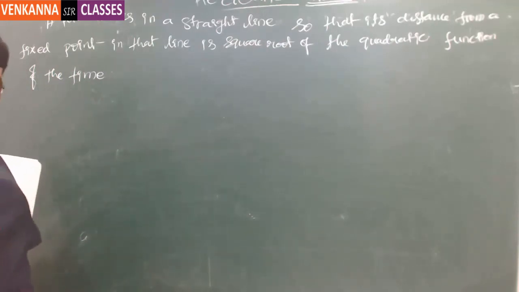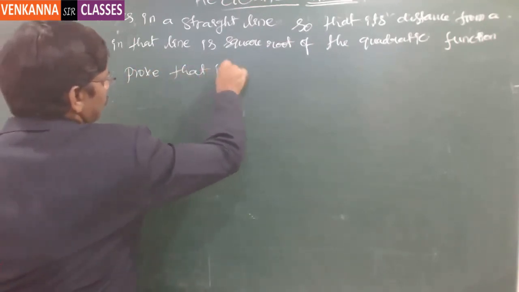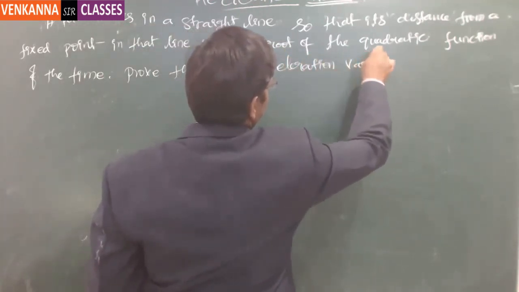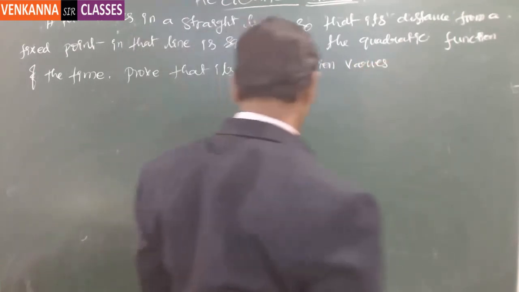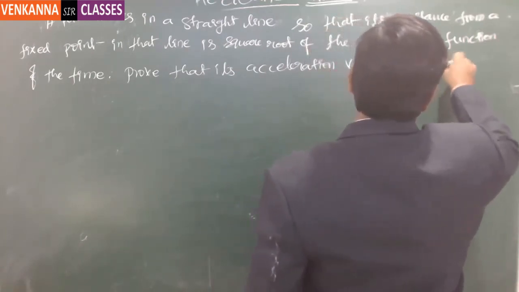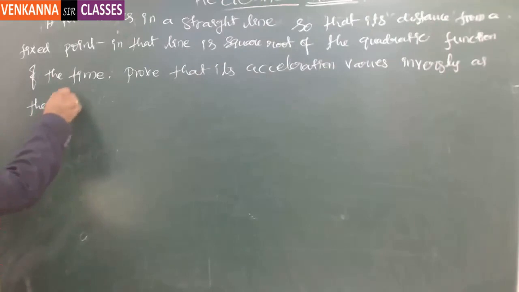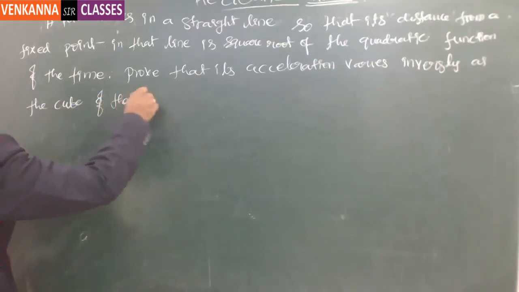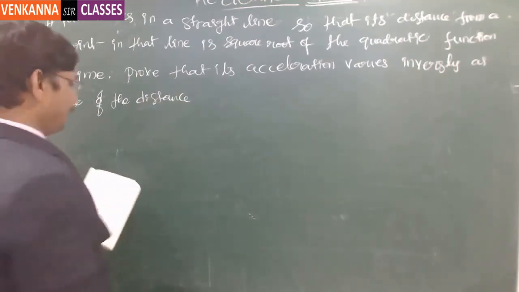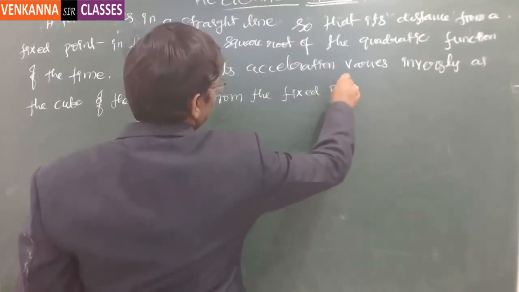Prove that its acceleration varies inversely as the cube of the distance from the fixed point. Can you try to solve this?